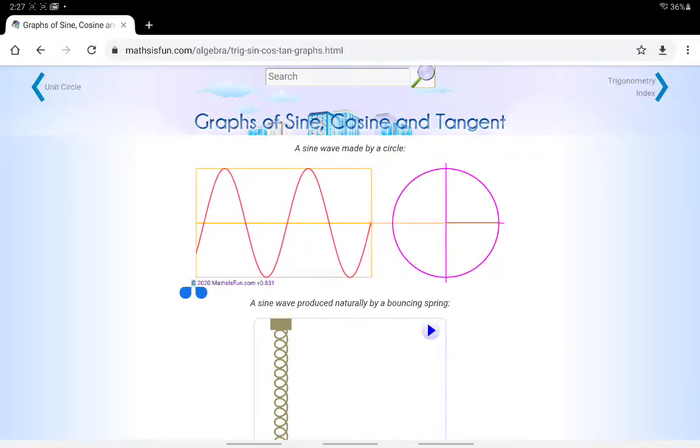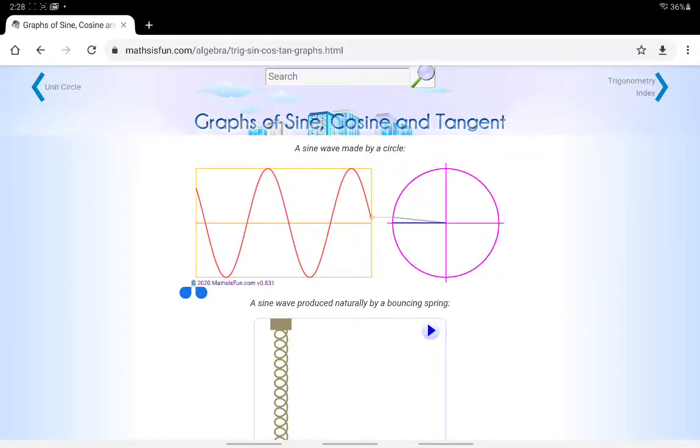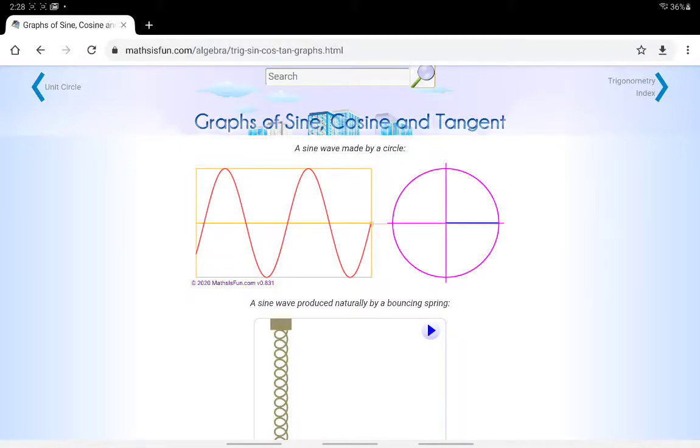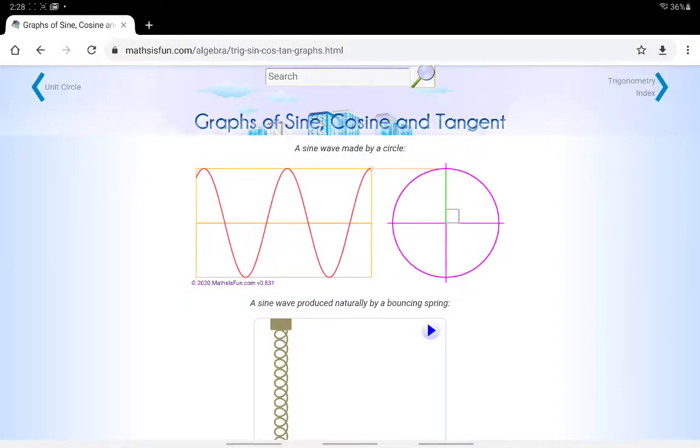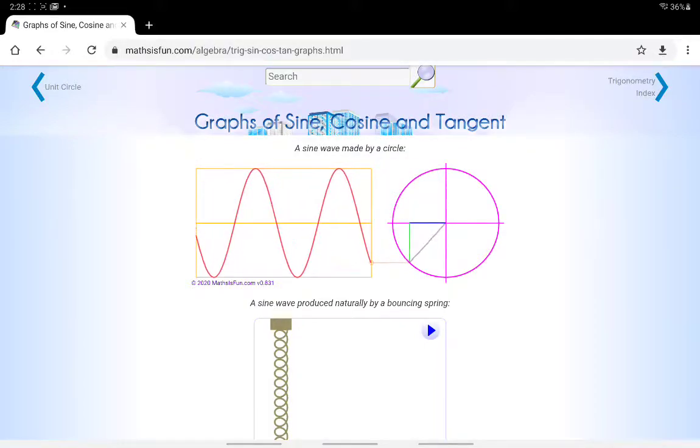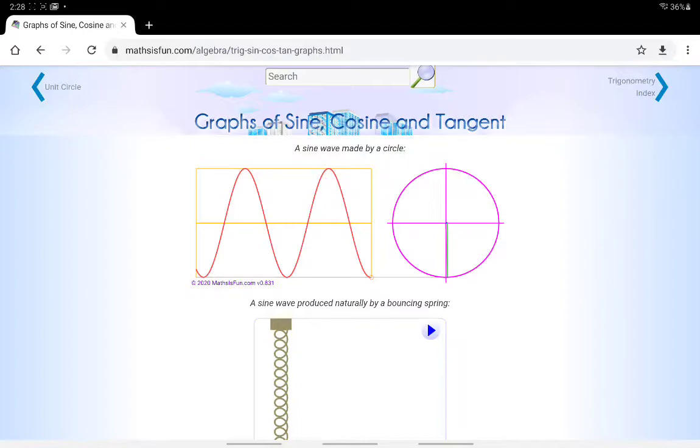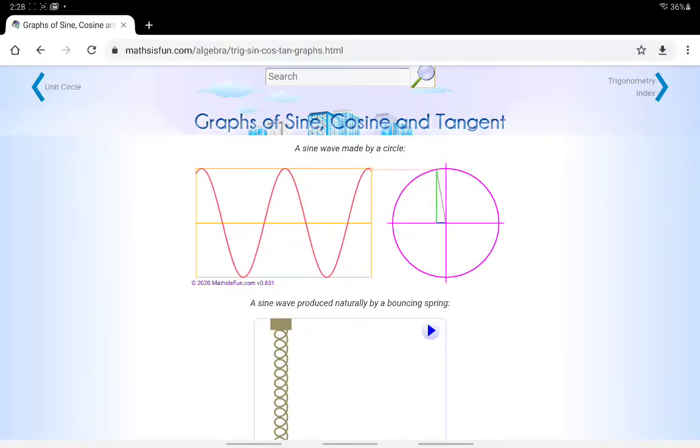So you can see right there, if I'm at the right-hand side of the unit circle, my y-coordinate is 0. And you can see how it corresponds to the y-coordinate of 0 right there in the orange graph. Now, as I move up on the circle, my y-coordinate is increasing, and you can see that the orange graph to the left is increasing. And then I go down to the bottom of the unit circle, and that orange graph is at the bottom, but then I go up, and it just kind of keeps repeating.